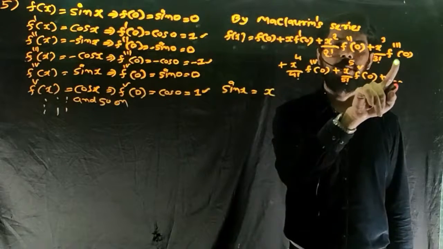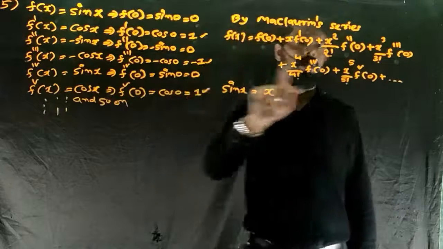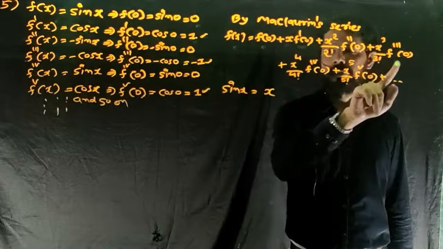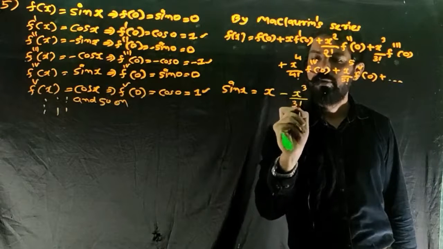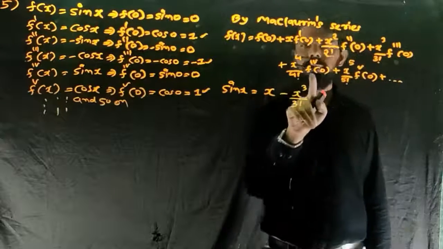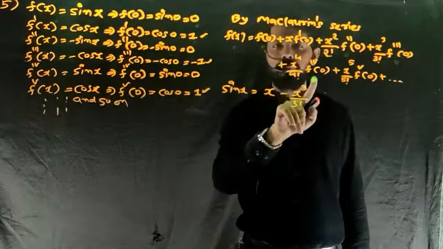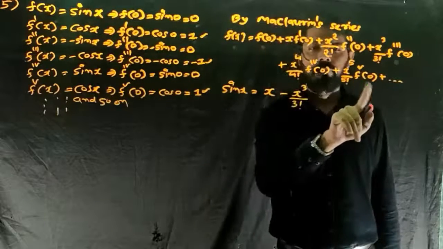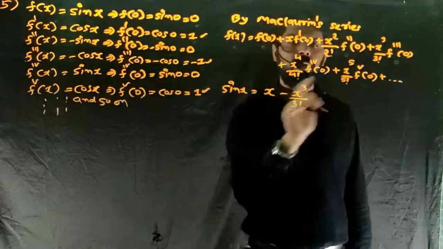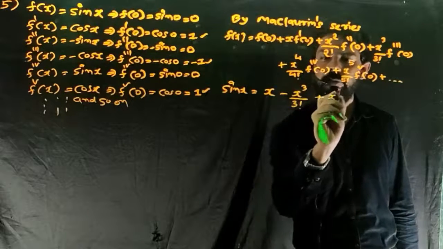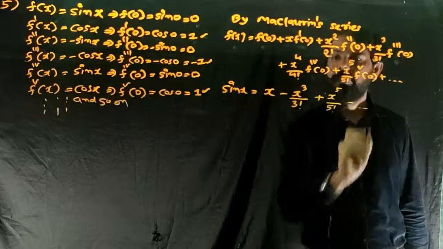Then next is f triple dash 0. The value of f triple dash 0 is minus 1. Okay, and here x cube by 3 factorial into minus 1, so here it will be minus x cube by 3 factorial. Now next is f4 0. The value of f4 0 is 0, so no need to write it down. Then last will be f5 0 and the value of f5 0 is 1. So x raised to 5 by 5 factorial into 1, so here it will be x raised to 5 by 5 factorial, minus so on.